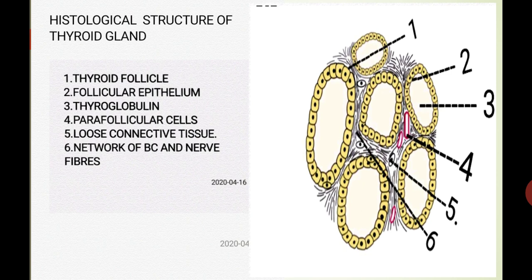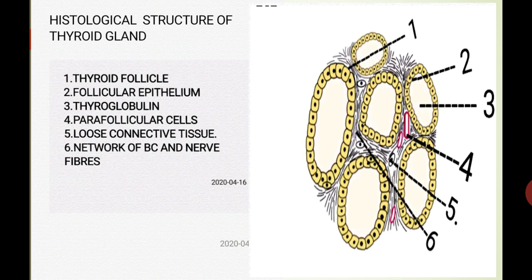Point number 4, this thyroglobulin is a combination of two hormones, T3 and T4 hormones, and there is also the presence of one protein called globulin. So thyroglobulin is a combination or a mixture of T3 hormone, T4 hormone and the protein called globulin.